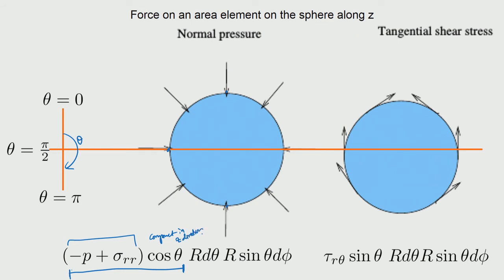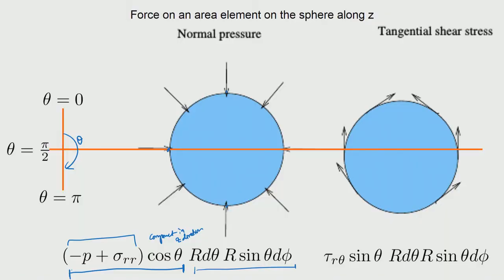Okay. And now, this is the stress component that is acting in the z direction on an area element. That area element is given in this form. So, r d theta times r sin theta d phi is the area element for a sphere of radius r. Okay. So, this is already available. When you integrate this alone over 0 to pi for theta and 0 to 2 pi for phi, then you already get the surface area of a sphere. So, we already know this from high school geometry problems.